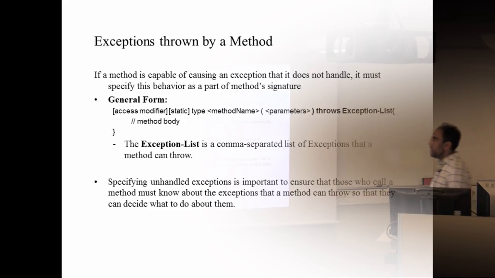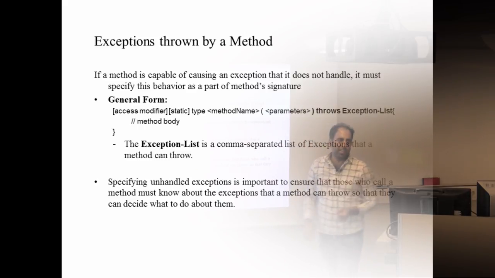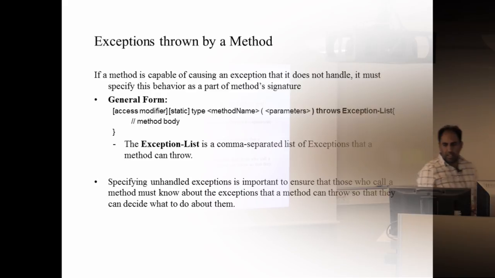And how can you do that? The general form is that when you are defining your method, after the method parameter list, you specify the type of exception which is likely to be thrown by this method. And here you can have more than one exception. If a method is going to throw more than one exception, then you can specify them through a comma separated list.